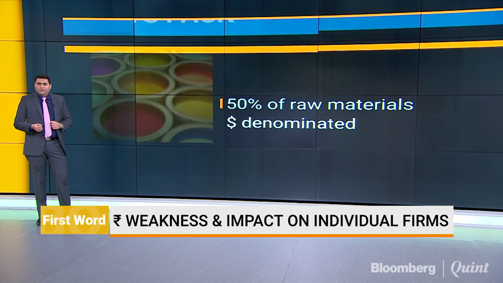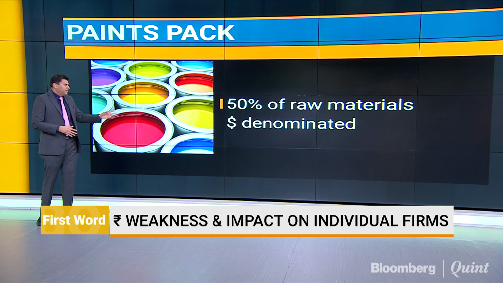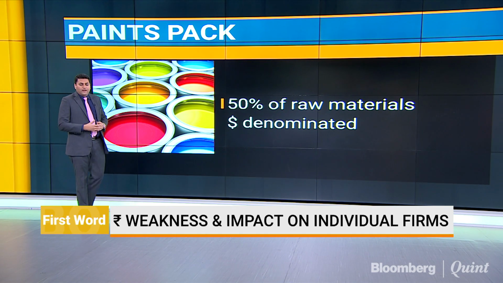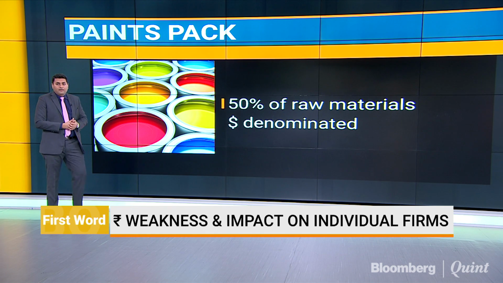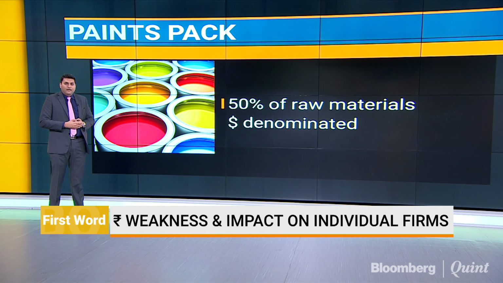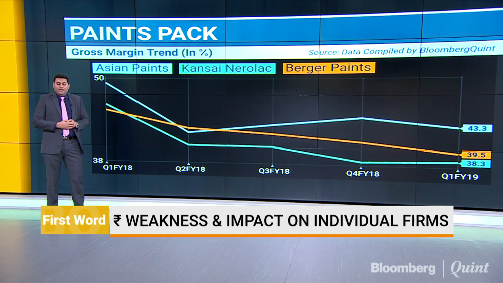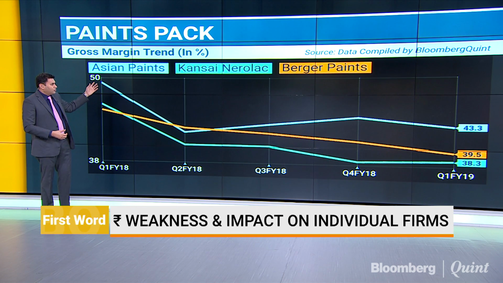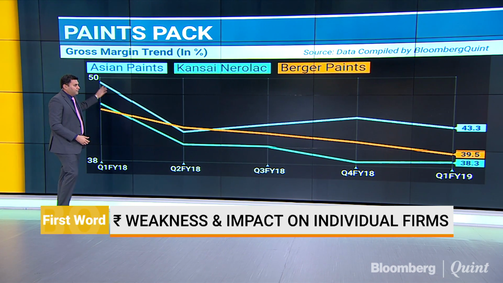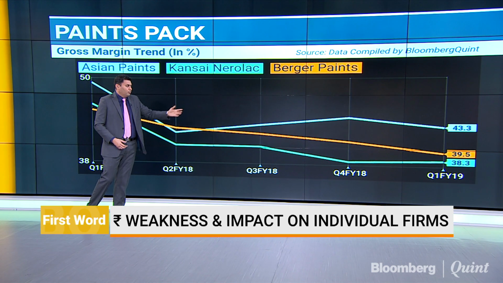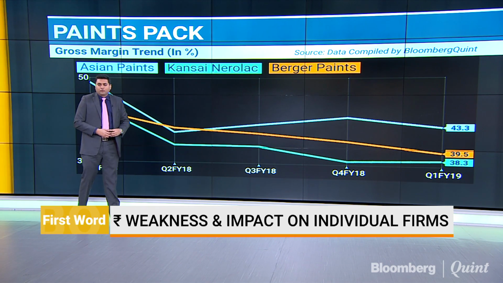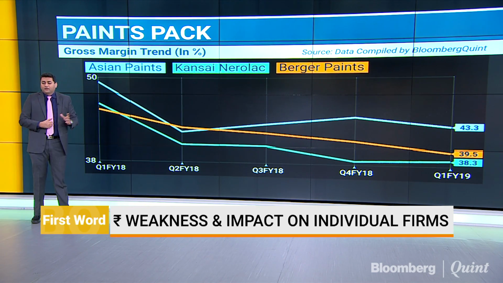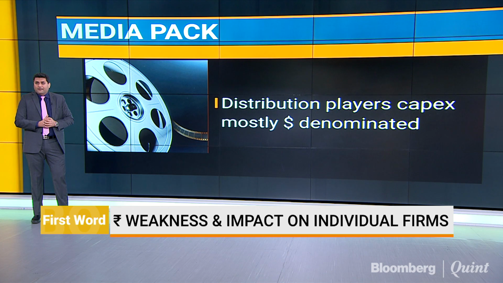The other pack that I want to speak about is basically the paint company. 50% of the raw materials are dollar denominated, titanium dioxide as well as crude. They have to buy in dollars, and with rising costs, they will have an impact as far as their top line, as far as their costs are concerned. No doubt they pass it on, but nevertheless the gross margins have come down from levels of as high as 50 to currently as low as in low 40s, or probably just close to 40. So this is the gross margin impact that we've seen as far as the paint companies are concerned. So they get impacted negatively.